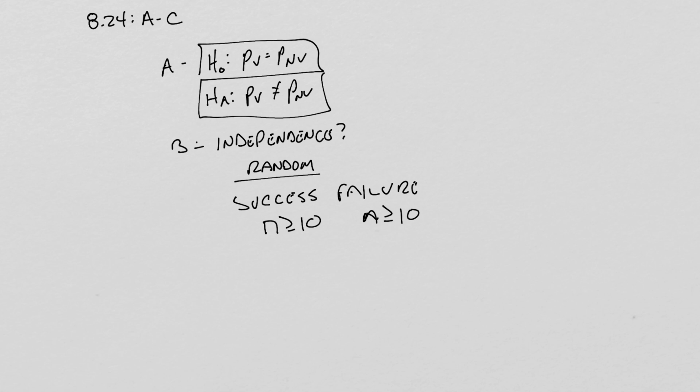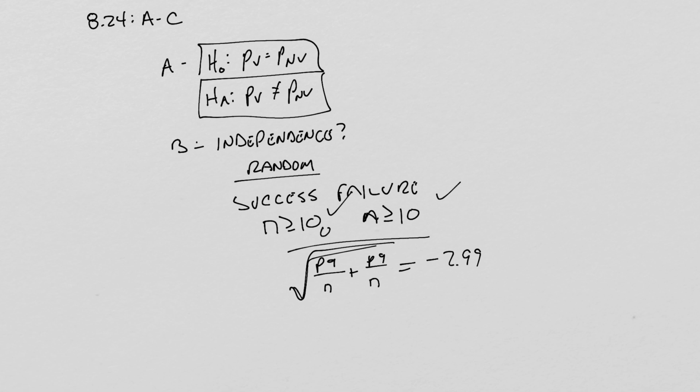Yes, they do qualify for that success failure, and then we calculated this test statistic and the p-value. So remember, you need to know p q over n plus p q over n, all square rooted. And that comes out to negative 2.99. Under 0.47 minus 0.61, the two proportions, negative 2.99. All right, and then we get the p-value, which is a very small p-value, 0.0028.